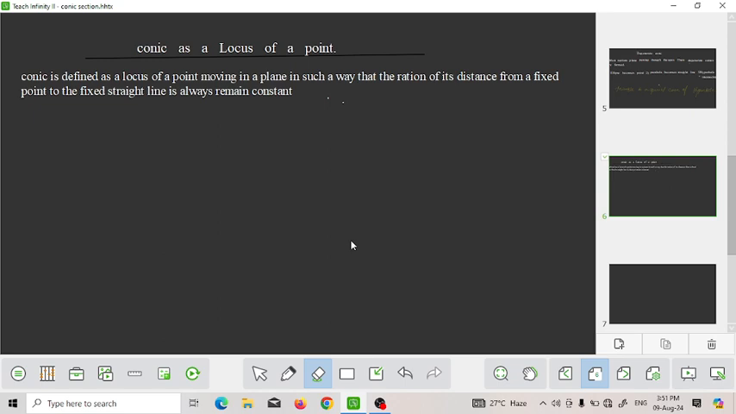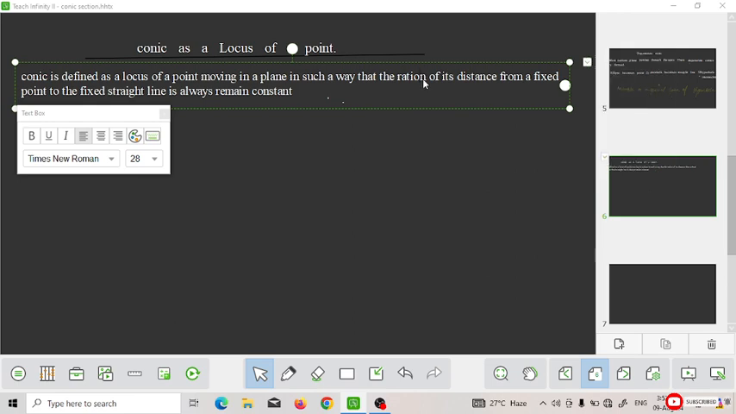That is conic as a locus of a point. A conic is defined as the locus of a point moving in a plane in such a way that the ratio of its distance from a fixed point to its distance from a fixed straight line always remains constant. This is our ratio.